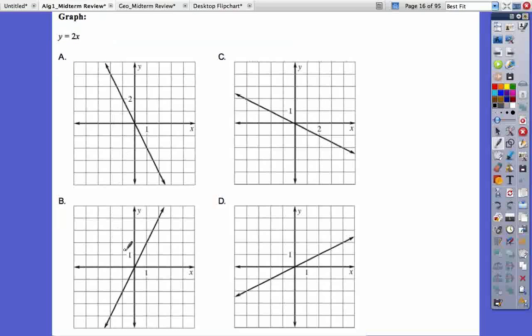Graph of 2x is B. This is the only one that's increasing up to the right.